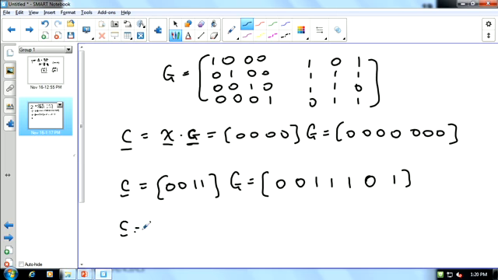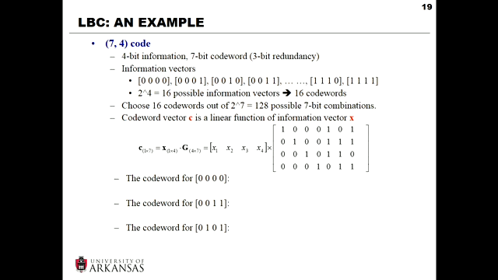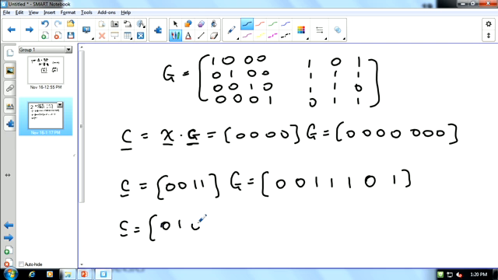And in the next example, 0101 times G. In this case, it's actually the second row plus the fourth row. So the second row plus the fourth row, we will have 1, 0, 0, 1, 1, 1, 0, 0. Yeah, right, so that's correct. So these are the three different code words. Any question?